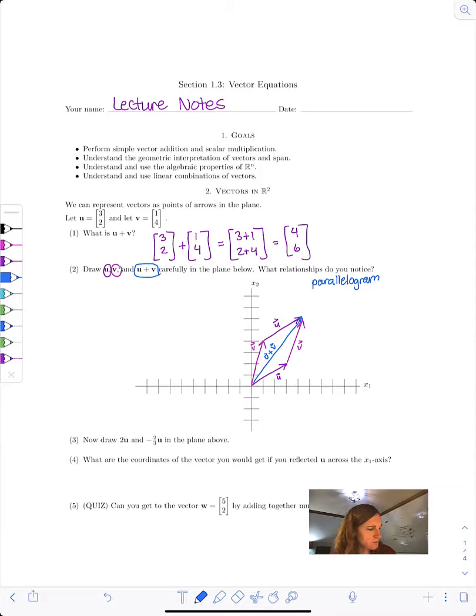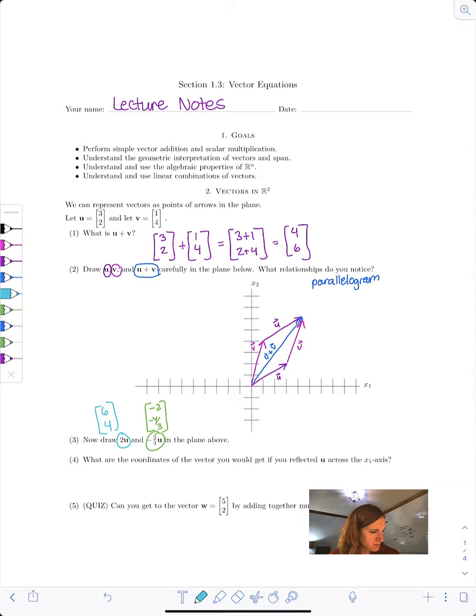We can also multiply vectors by constants. So if we take, for example, 2 times u, that literally means just multiply each entry in u by 2. And same thing for negative 2/3 u. That's going to end up giving us negative 2 and negative 4/3. And so we can draw these as well.